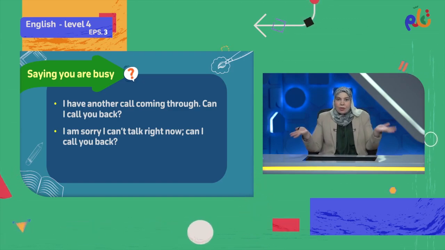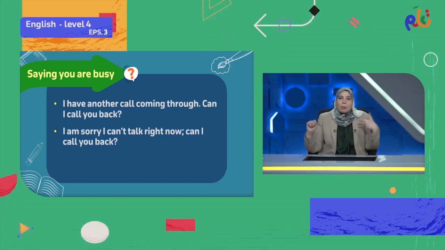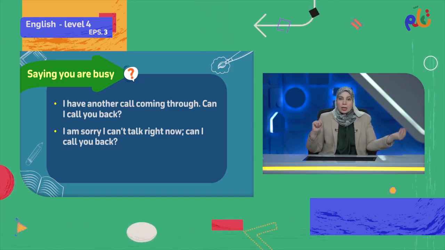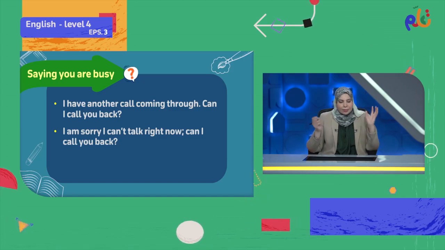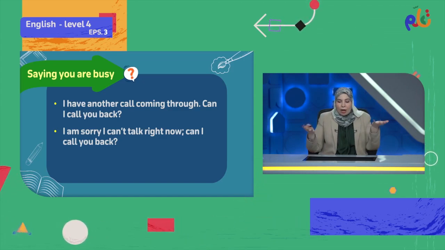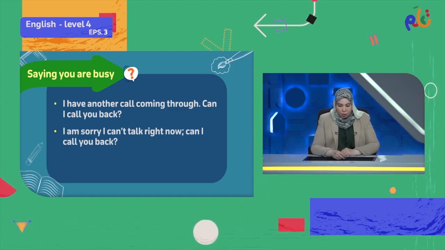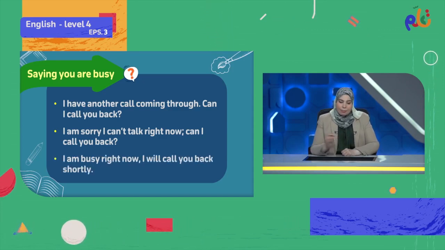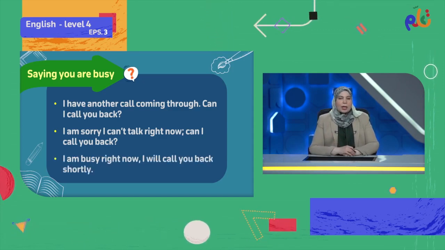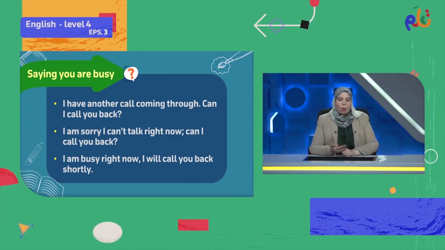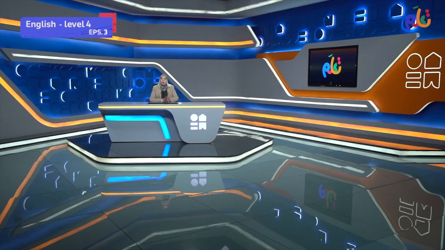This is not having another call, but maybe your mom wants you, maybe you have something important that you want to do. So in this case, I am sorry, I can't talk right now. Can I call you back? Or, I am busy right now. Can I call you back? Or, I will call you back shortly. These are all different ways to say that you're busy.